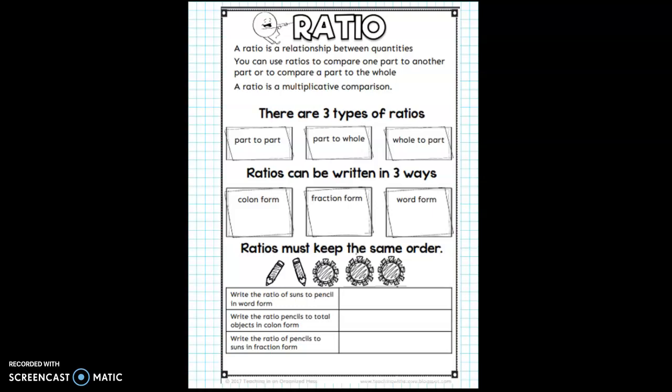Ratios can be written in three different ways: colon form, A colon B; fraction form, A over B; or word form, A to B.